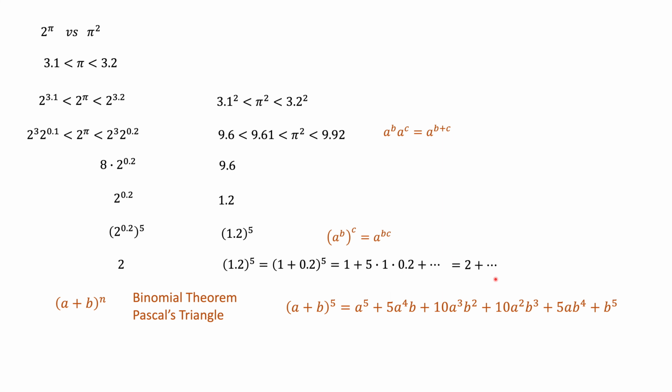But notice, what I have here is 2 plus something positive, which is definitely greater than 2. And that's what I have here. So I establish that what I have on the left is smaller than what I have on the right. If I have a less than sign here, I have the same sign here, here, and here. And what I found is that 2 to the power of pi is less than pi squared. And that's it.